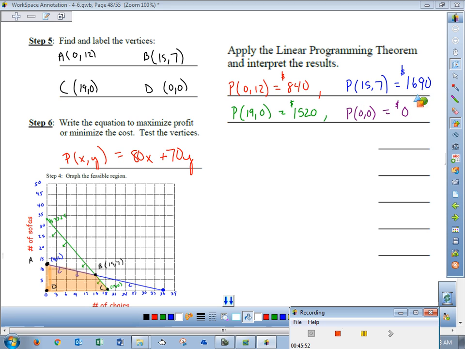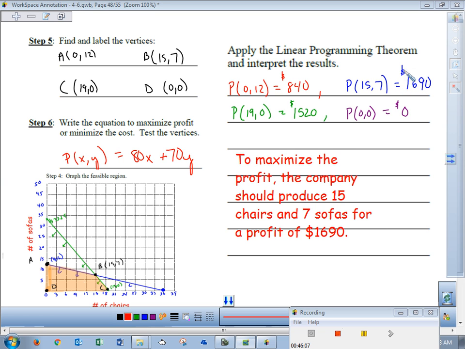And we're trying to maximize the profit. So which one of these bad boys gives me the biggest profit? Well, that would be the blue one right here. If we made 15 chairs, because x is 15, and 7 sofas. So we'll write ourselves a complete sentence here. To maximize the profit, the company should produce 15 chairs and 7 sofas for a profit of $1,690. Period.